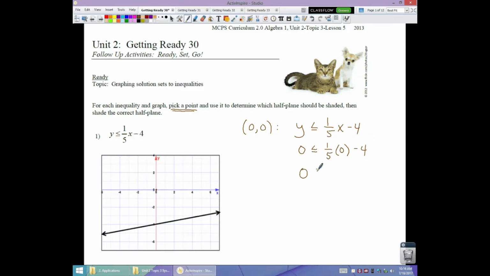So the left side remains 0, is less than or equal to, now 1/5 times 0 is 0, and 0 minus 4 is negative 4. So 0 is less than or equal to negative 4. Well, that's false. So what that means is this point 0, 0 does not work. If 0, 0 doesn't work, then nothing over here on that side works either. That tells me that I should shade the opposite direction. So I would shade everything below the line.